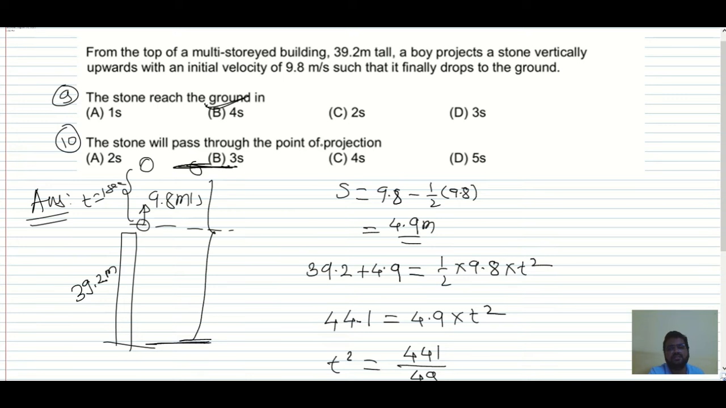The stone will pass through the point of projection in 1 second and 1 second, that is 2 seconds. It's very simple. B and A are the correct options.